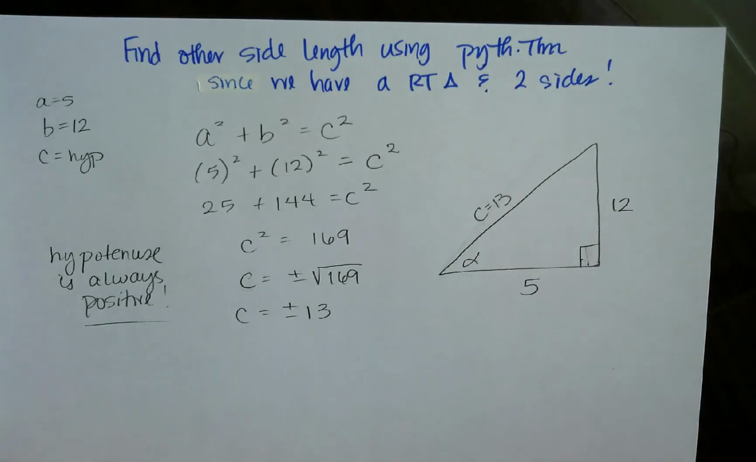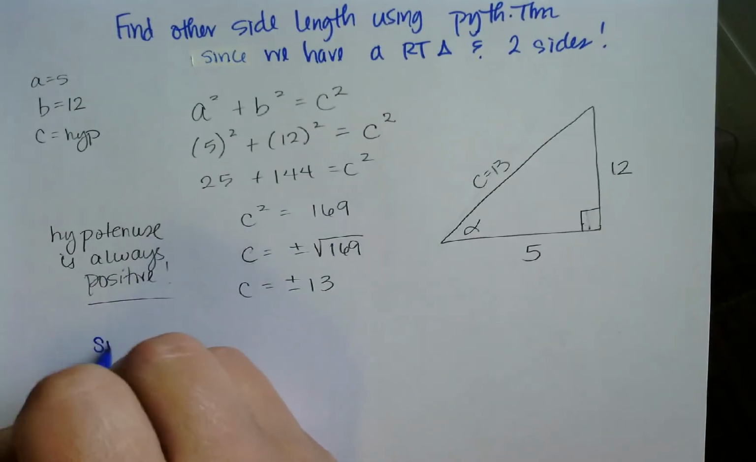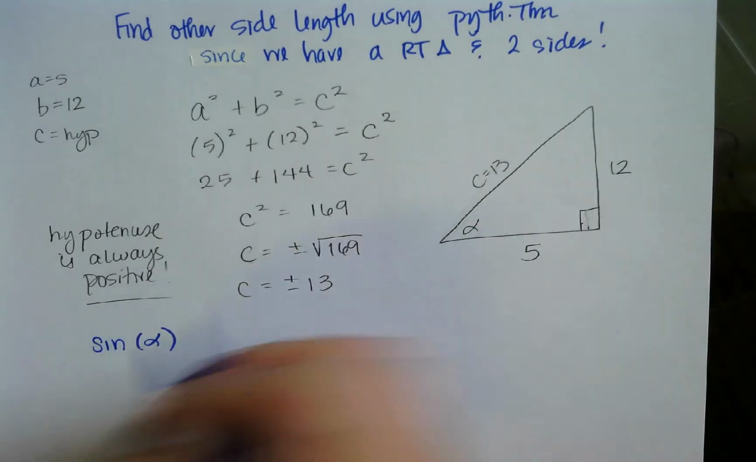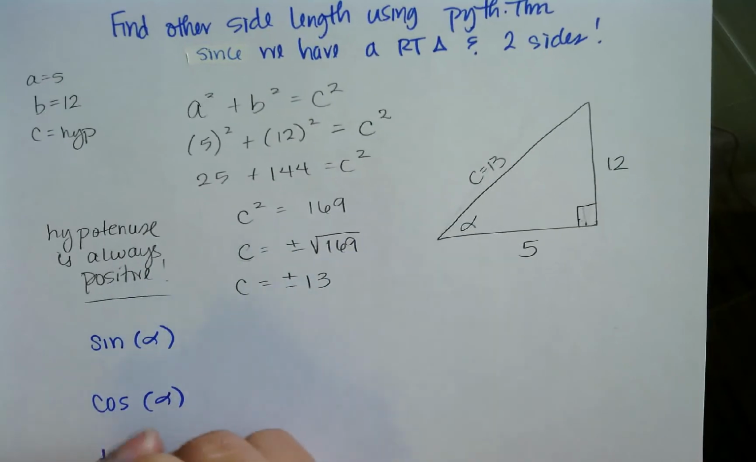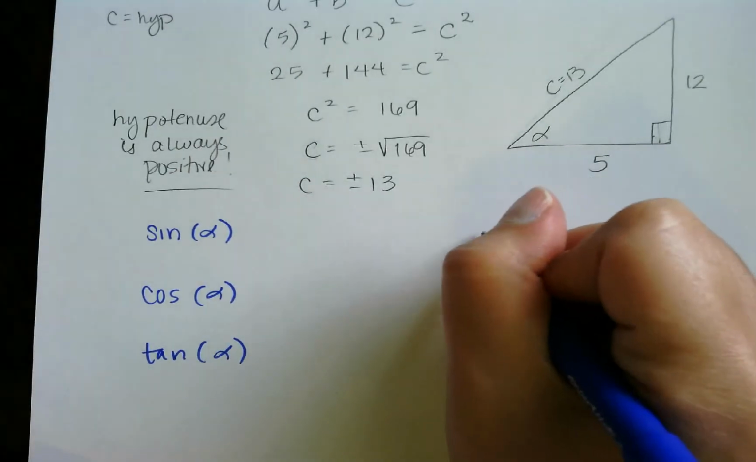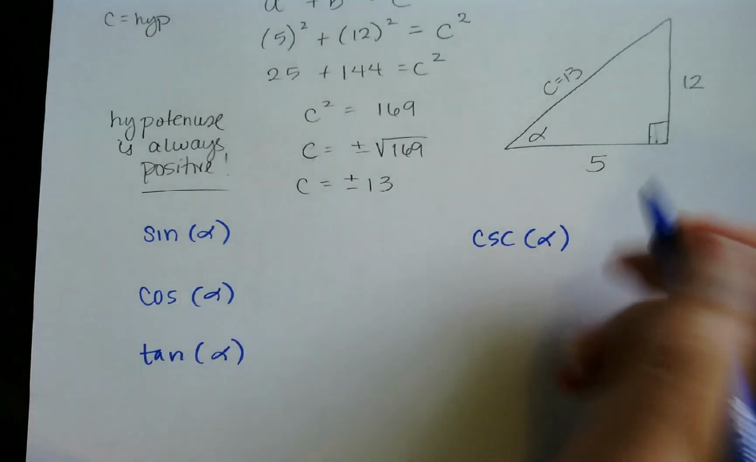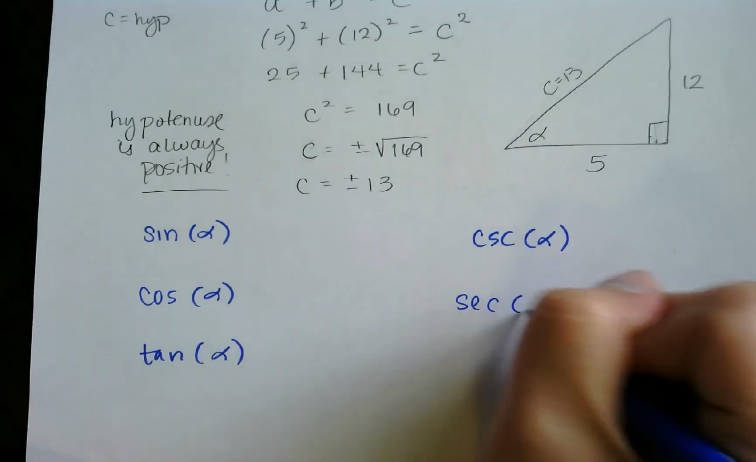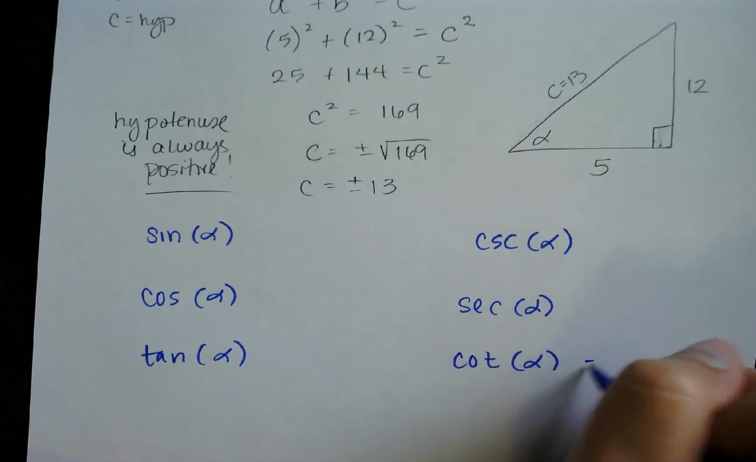It wanted us to find all of them. So we're going to find sine of alpha, cosine of alpha. You already have tangent of alpha, but I'm just going to write it down to show you how the other ones are super easy. And then cosecant of alpha, because that's the opposite of sine, or the flip of sine. Secant of alpha, and cotangent of alpha.